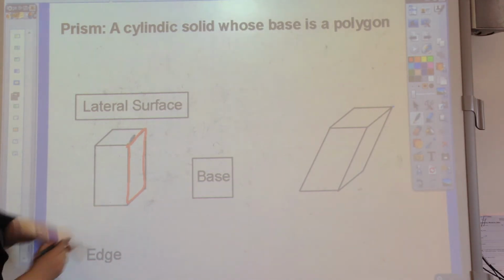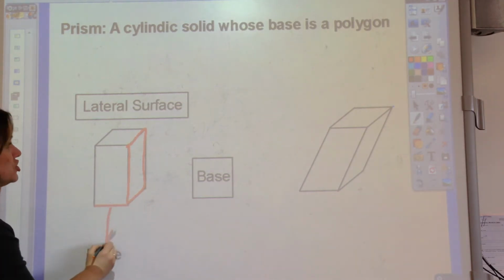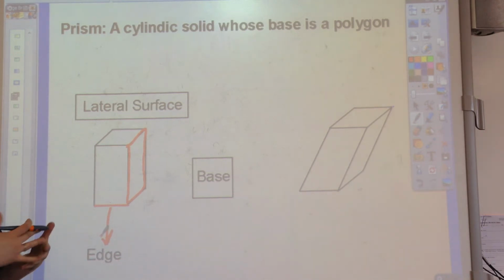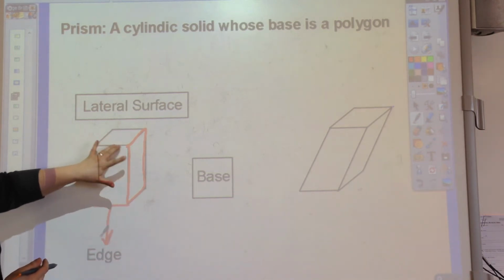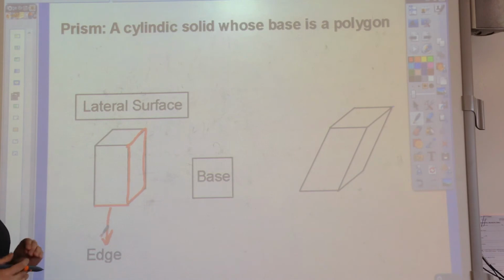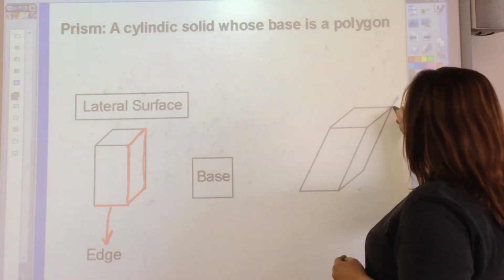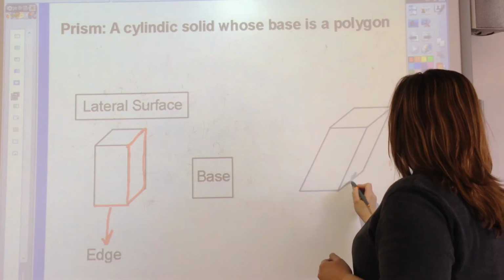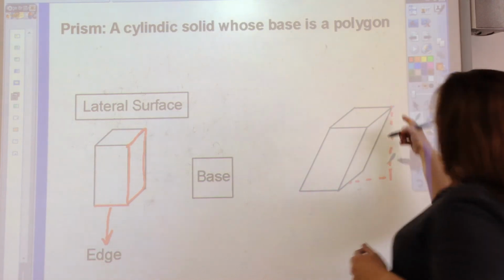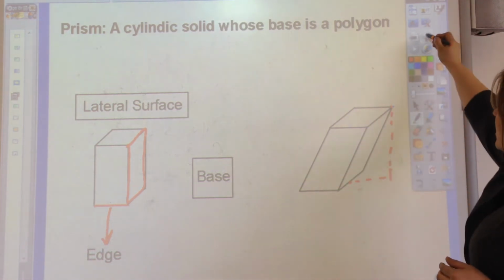We're going to call these pieces right here your edges. I'll refer to a base edge if I'm talking about the base, or a lateral edge if I'm talking about a lateral surface. And sometimes we have oblique prisms as well, and here we'll find the height off to the side.